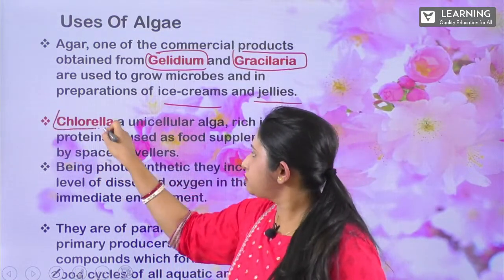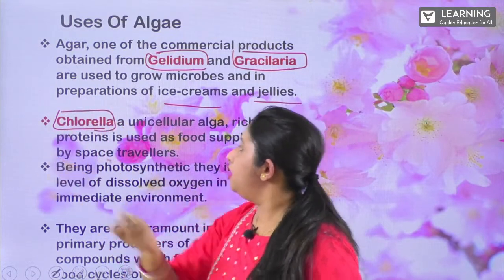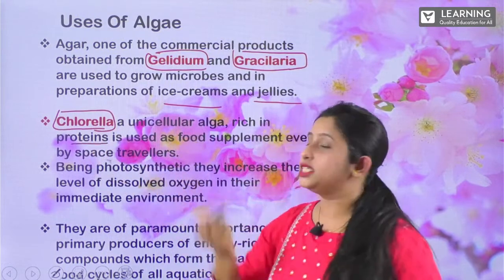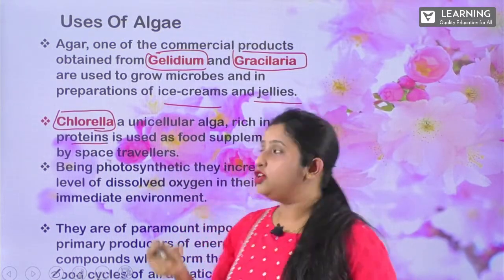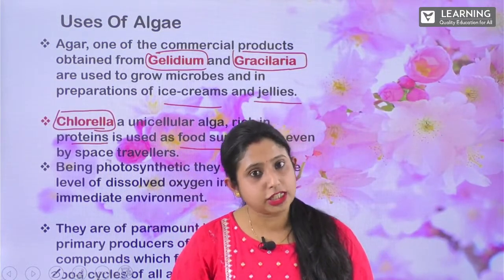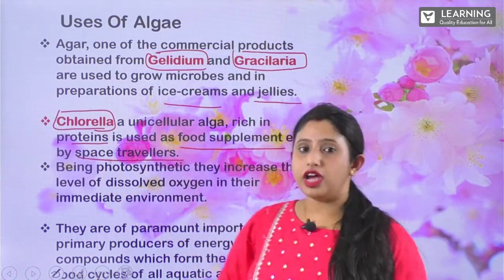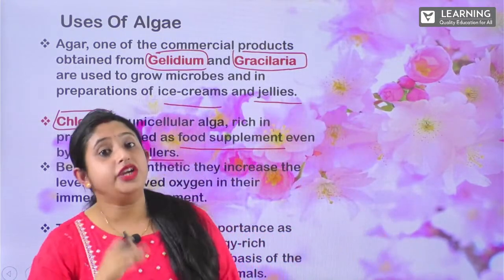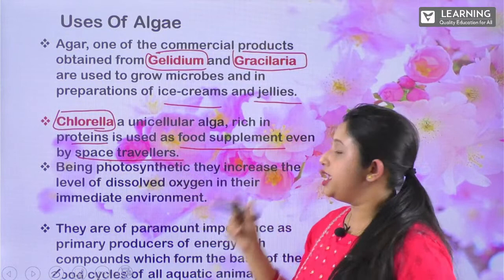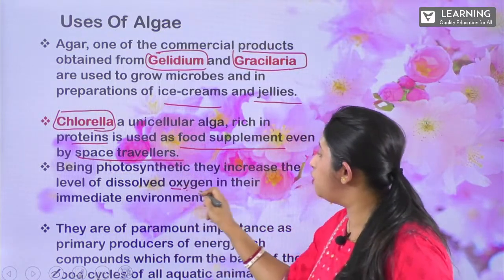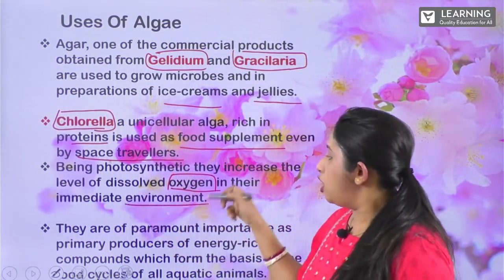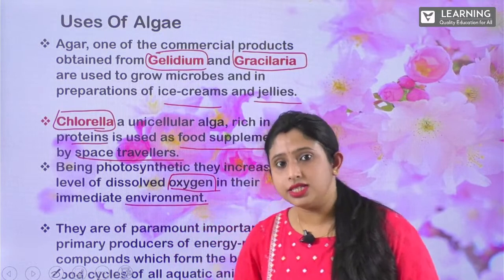And Chlorella is an algae which is rich in protein, so it can be used as a food supplement by space travelers. Also, algae are a rich source of photosynthesis. Being photosynthetic, they increase the level of dissolved oxygen in our environment. So they provide us oxygen.